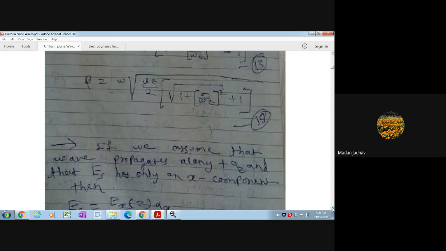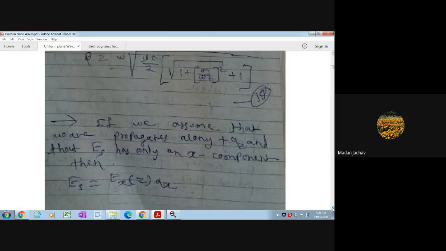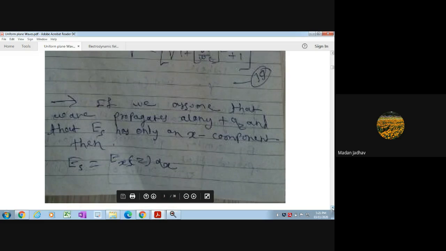Now we'll see the wave equation in differential form. Suppose we are considering that the wave is propagating towards the z axis, and the electric field component is along the x axis. Then the equation for the electric field intensity in phasor form is Es equal to Exs of z into Ax. Ax represents the direction of the electric field intensity, and this electric field intensity is only a function of z, and therefore the phasor equation has a component only along the x axis.